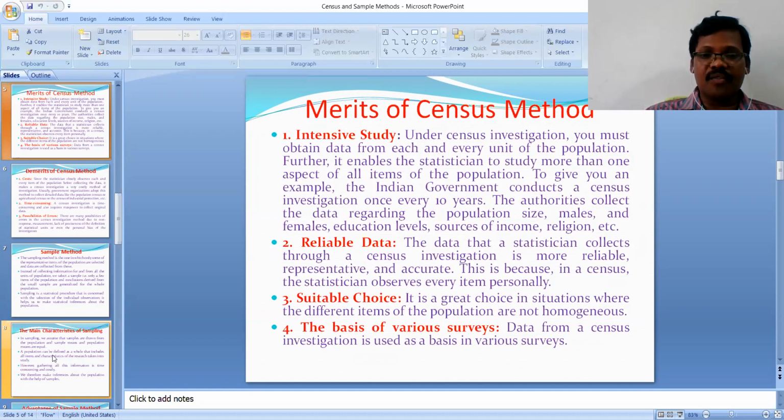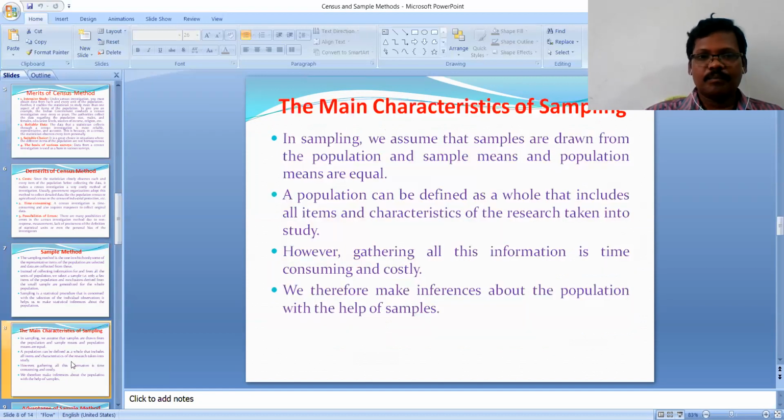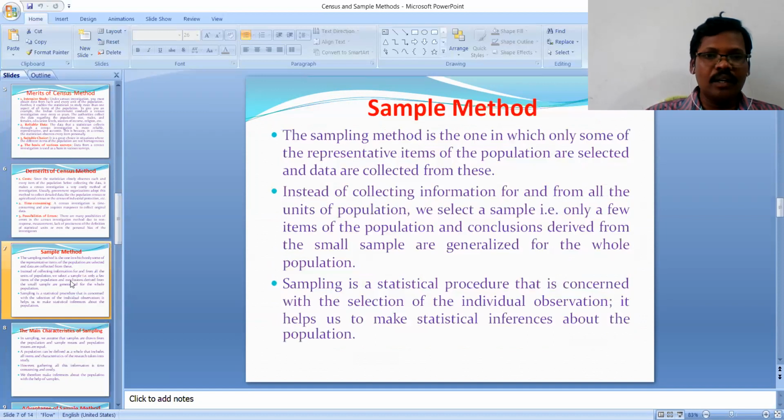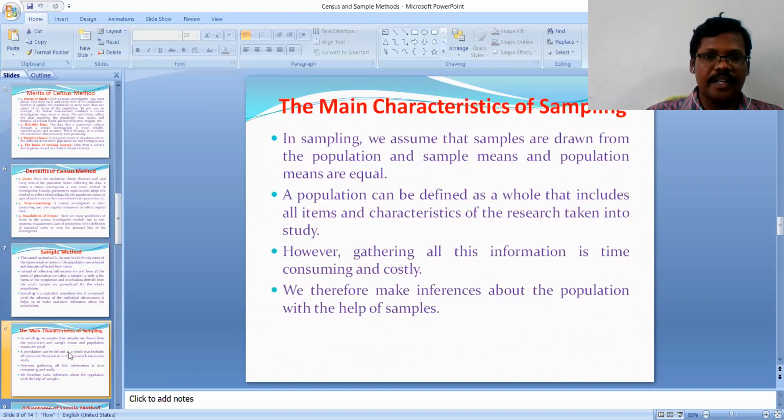The basis of various surveys: data from a census investigation is used as a basis for every survey. It can be used for every survey, we can say.